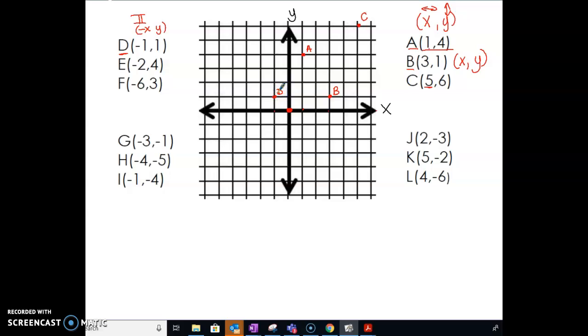I'd like you to pause your video and find points E and F. You should find E at negative 2 and up 4. F is going to be at negative 6 and up 3. When you are looking for G, H, and I, you'll notice that the x is negative, so you move to the left, but the y is negative, so you move down. Find your points. G is at negative 3, negative 1. Pause the video and find I and H.